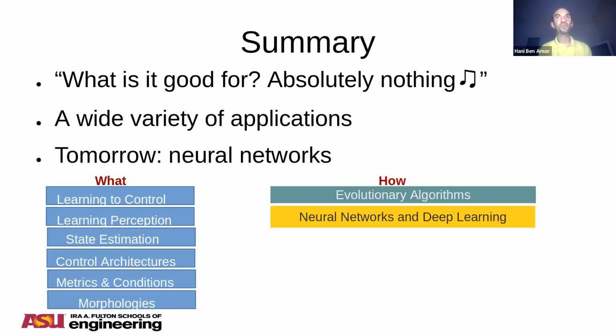So today, we talked about the what: learning for controlling the robot, learning for perception, how the robot sees the world, learning for state estimation, for estimating the state of a human, for example, and so on, up to morphologies, learning how to create differently, weirdly shaped robots. And tomorrow and the day after, we're going to be talking about evolutionary algorithms and neural networks, which are specific methods that allow you to do the things you just saw by yourself. And I hope that was interesting for you.